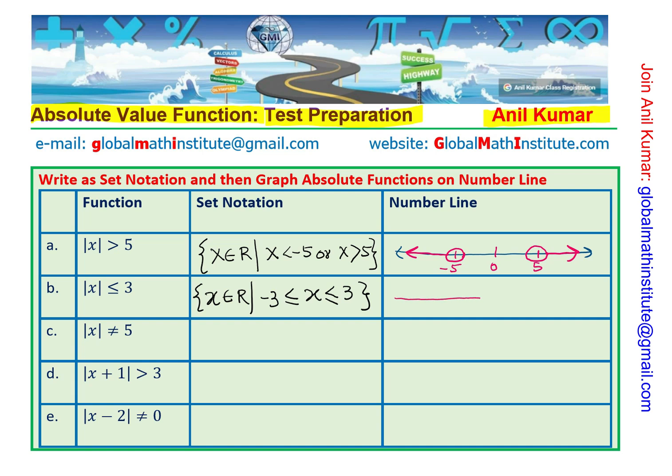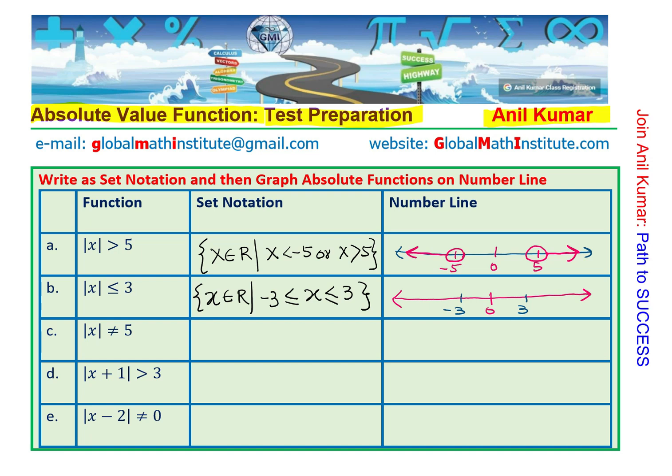So in this particular case, it is within plus and minus 3. Let's say that is 0 for us, and let's write down minus 3 here and plus 3 here. So what we really have is within and including 3 and minus 3. That means filled in circles at plus and minus 3, correct? And then join them. So that becomes your solution.